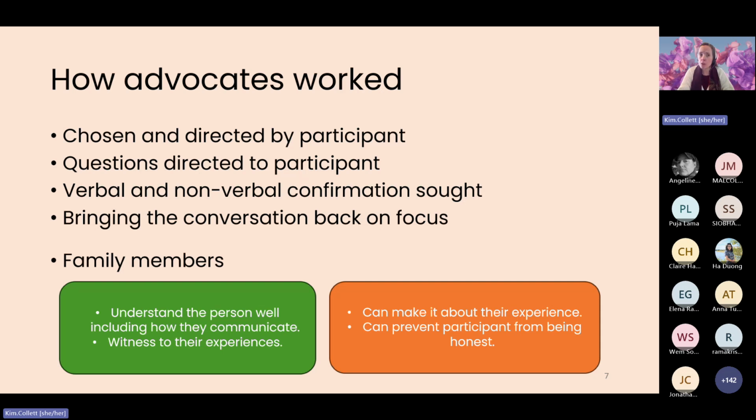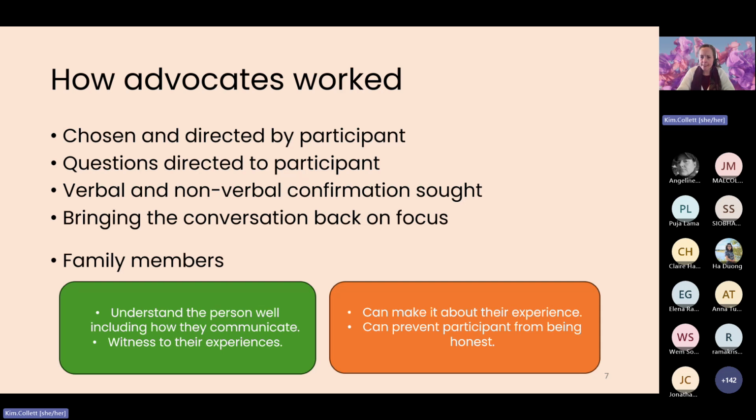So the participants chose who their advocates were, and they were directed by the participant. The participant made all the choices in terms of whether they were sat next to them, when they spoke, and so on. But to ensure that the focus was still on the participants, I made sure that all the questions were directed to the participant, not the advocate. And when the advocate spoke, I looked to the participant for verbal and non-verbal confirmation to see whether they agreed or not with what the advocate was saying.